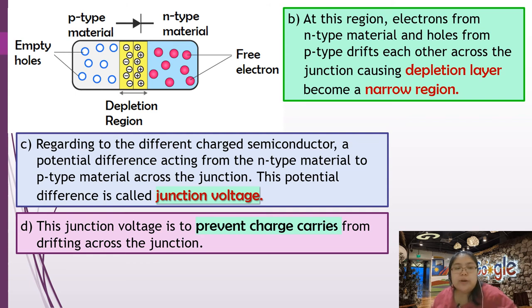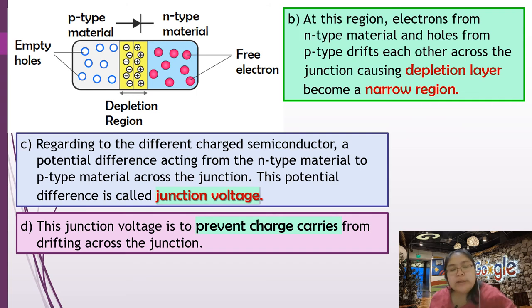So from here, because of the different charge, left and right have different charges passing through this layer. So this layer will produce a potential difference. They create a voltage at the center. This voltage we call the junction voltage. This junction voltage must be very small.